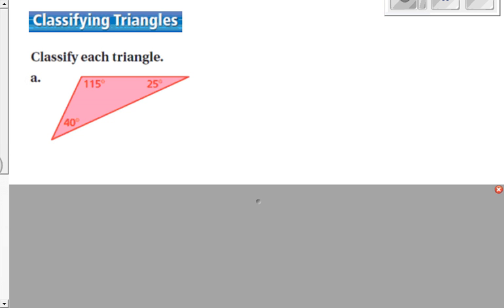So it says classify each triangle. So this triangle, we have a 25-degree angle, a 40-degree angle, and a 115-degree angle. Two of the angles are acute and one is obtuse. So that means it has to be an obtuse triangle. Now we have to have another name for it.